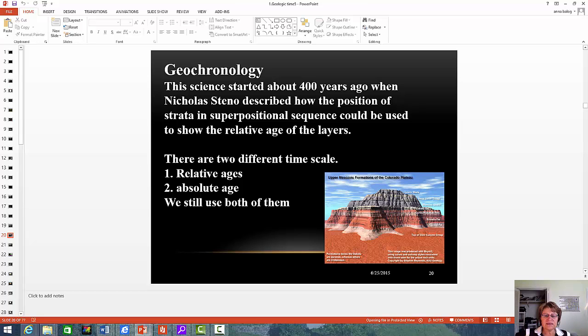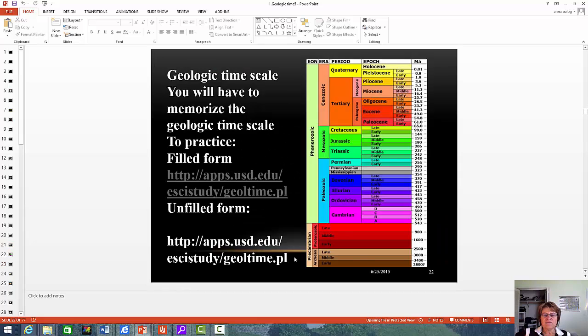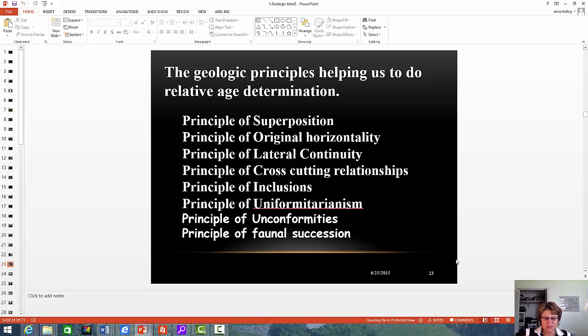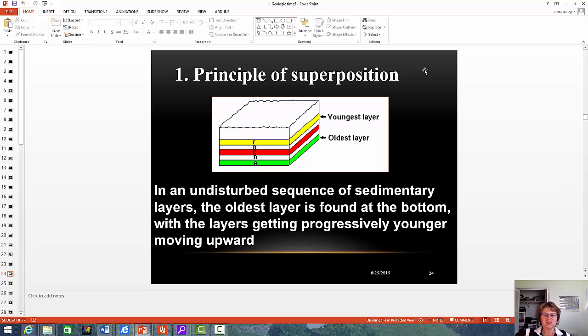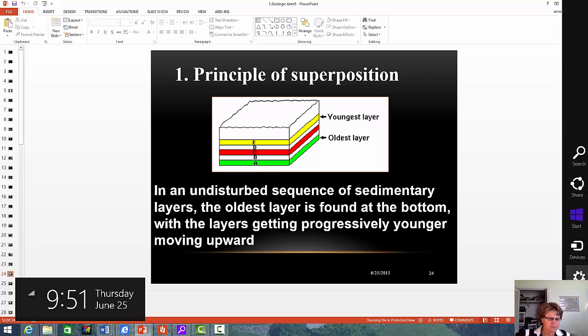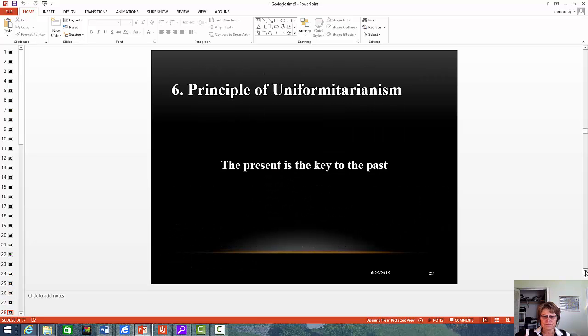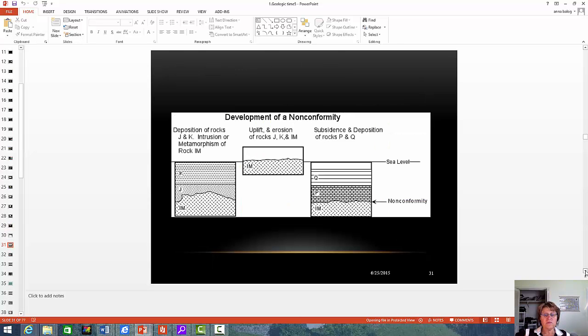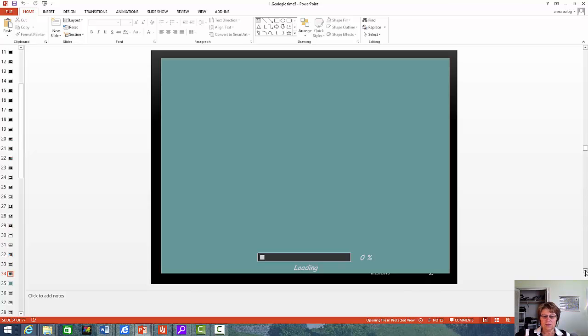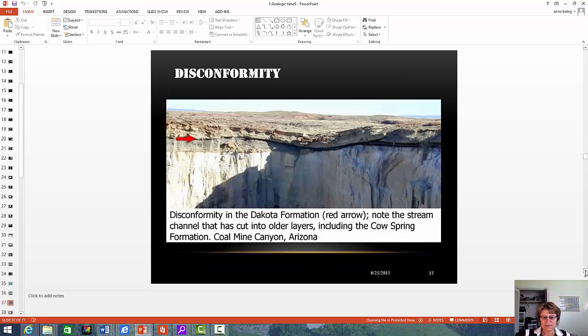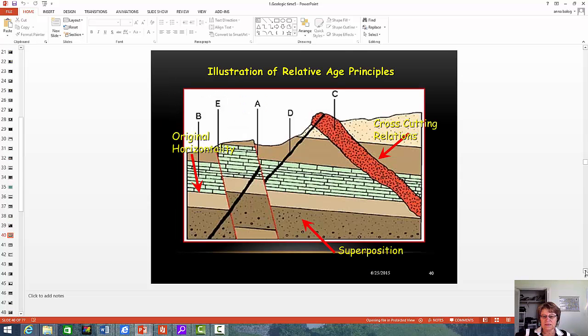You have to know the relative and absolute time scale, and what relative means. Here are the principles, so it is extremely important that you know the principles, all of them, and you also have to be able to explain which one is what. So if I ask you, please list and characterize the principles, then probably the best way to go about it is just to make a little sketch. I think that's the best. So I'm just going to run through the principles now here. The unconformities are very important to understand how much time is missing at the places.